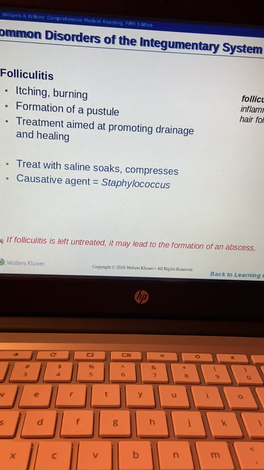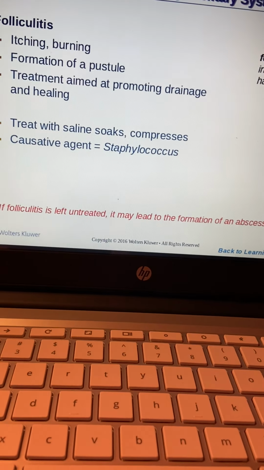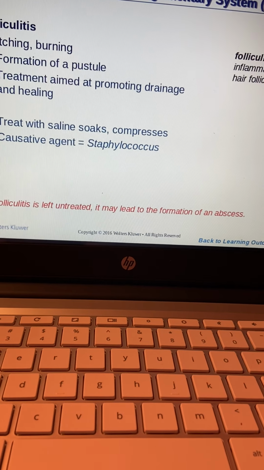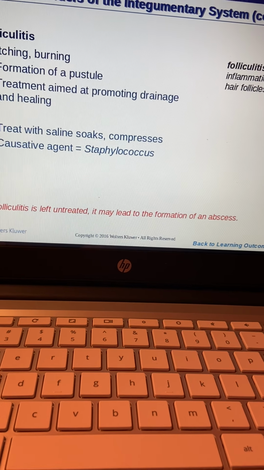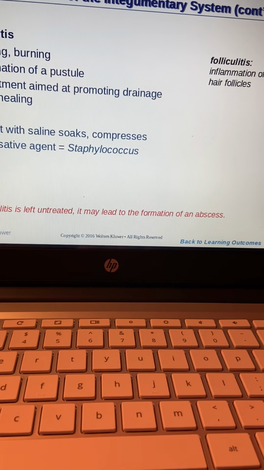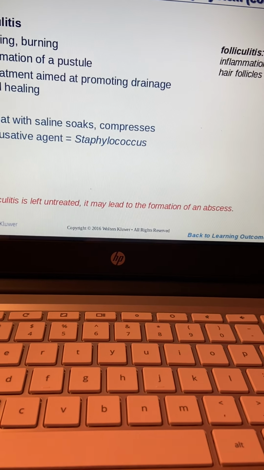If folliculitis is left untreated, it may lead to the formation of an abscess. An abscess is formed when a small sac of pus or purulent material accumulates at the site of the inflammation. And then those compresses should be ordered for 15 minutes twice a day.